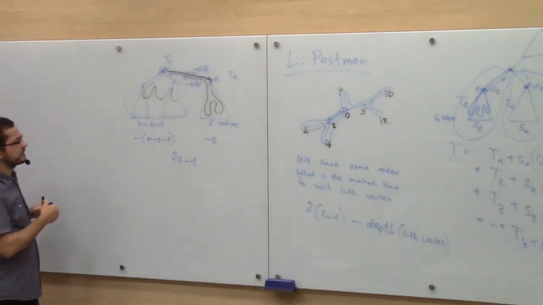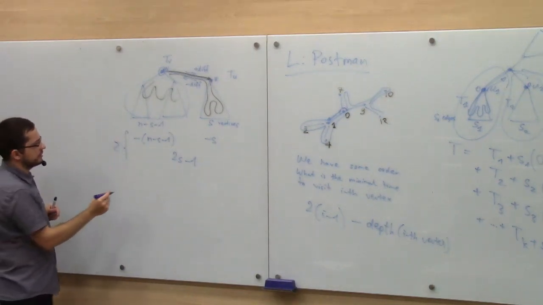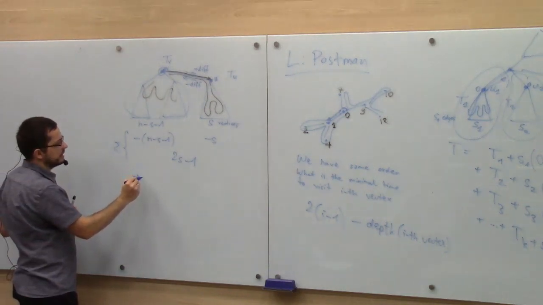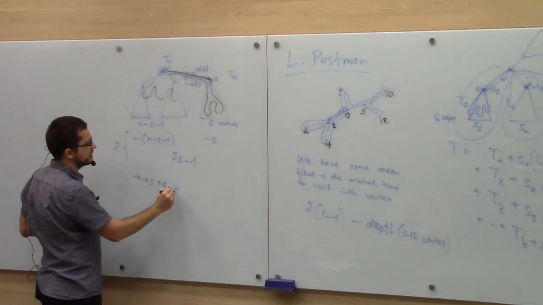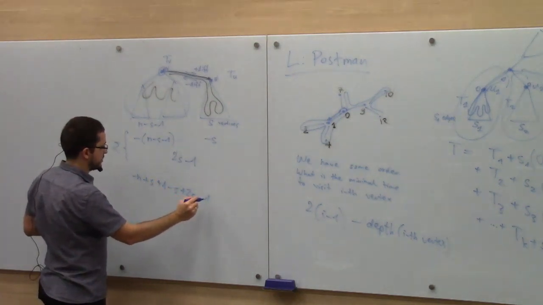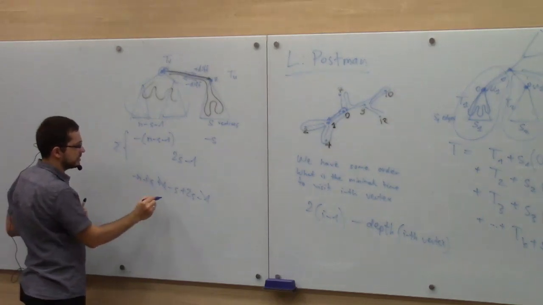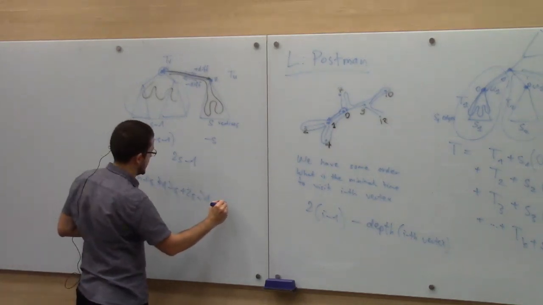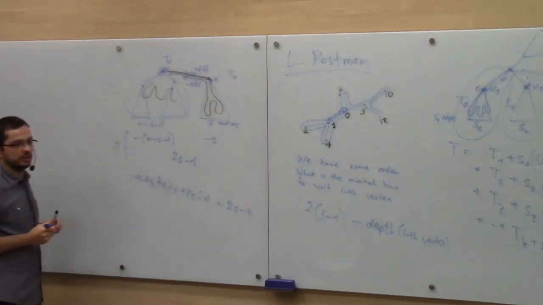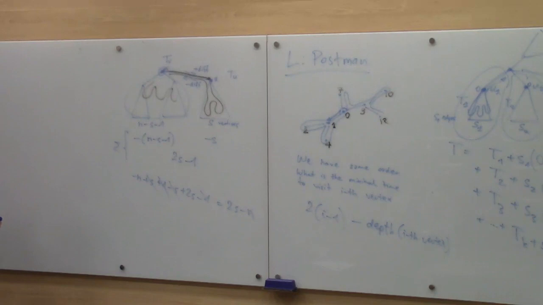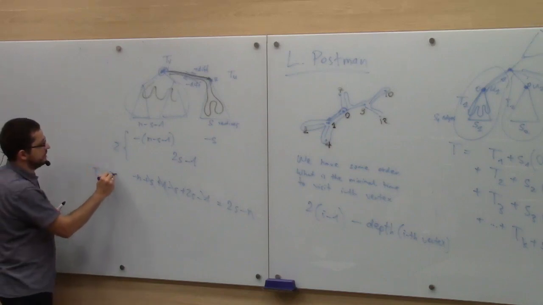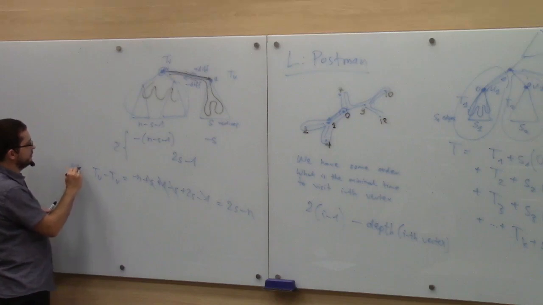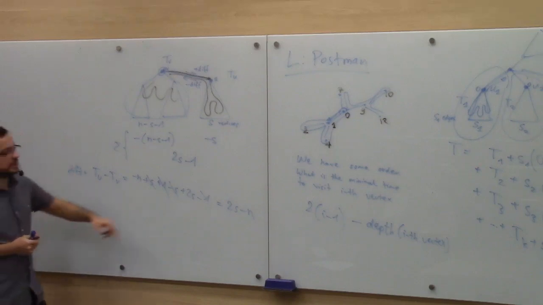Okay? So we need to sum these values. So it will give us minus n plus s plus 1 minus s plus 2s minus 1. So this will cancel out. This also, and this is 2s minus n. So basically, tu minus tv. So the difference between them is 2s minus n.